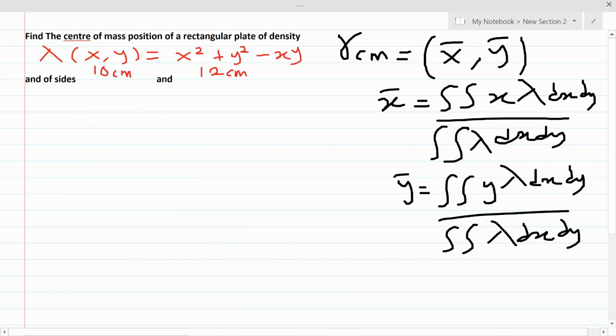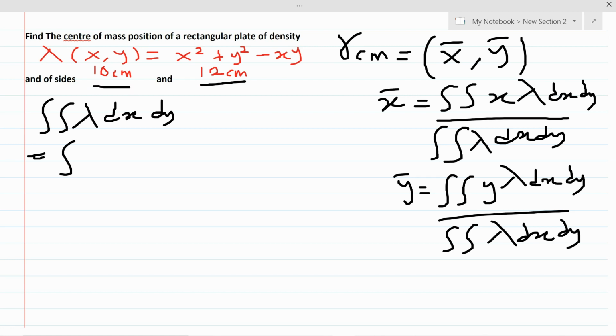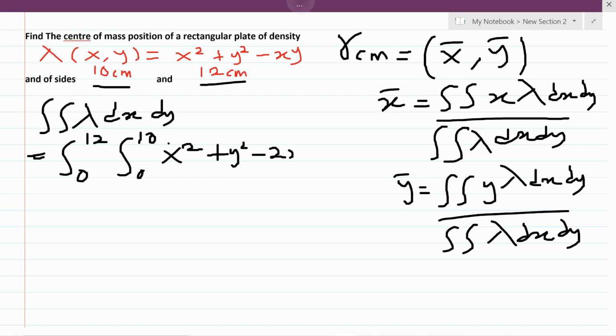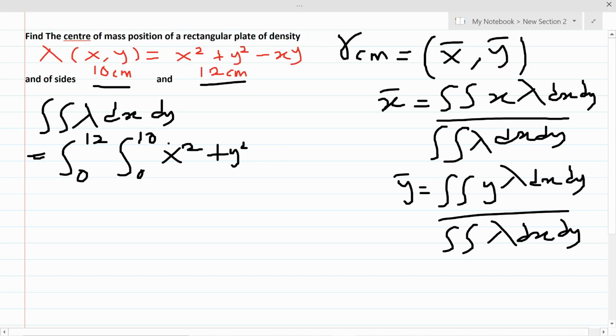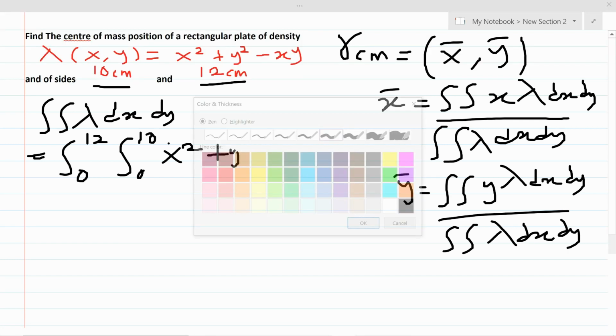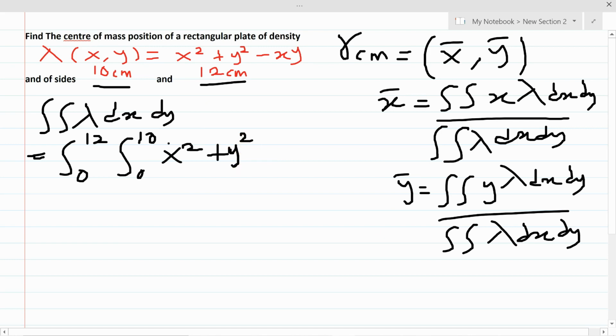Alright, so these are our formulas that we have here. Now let's quickly do the mass, which is a double integral of lambda dx dy. This will be equal to a double integral. Let's call this one the y side and this one the x side. So y will run from 0 to 12, the small changes in y, and x will run from 0 to 10. The lambda is x squared plus y squared minus xy, dx dy.